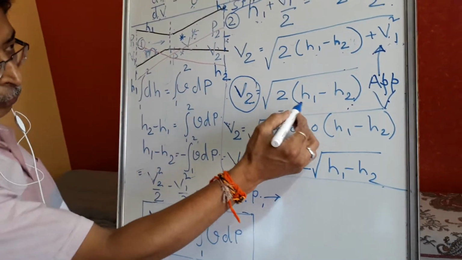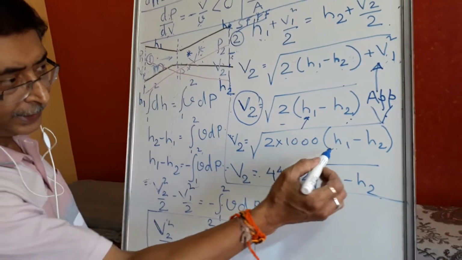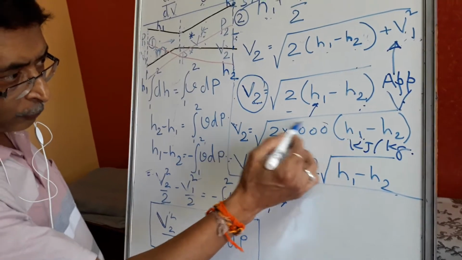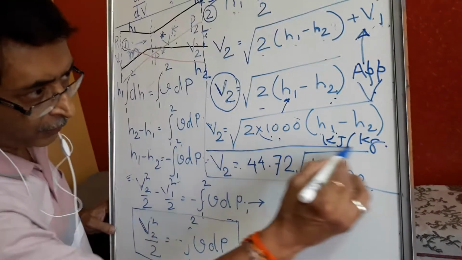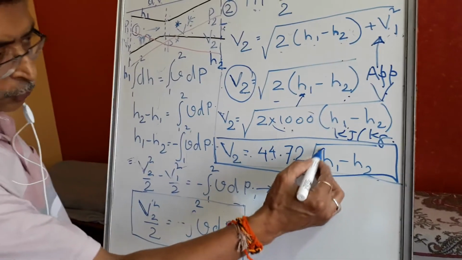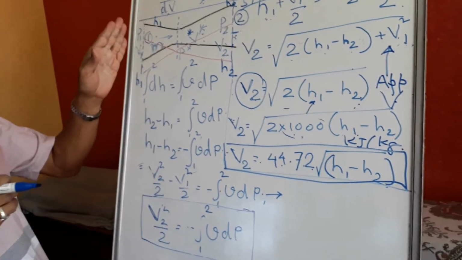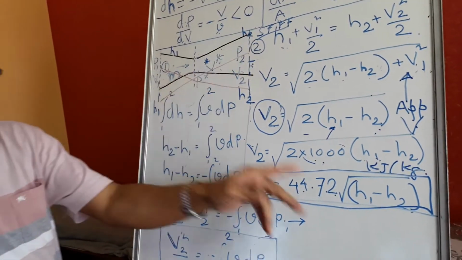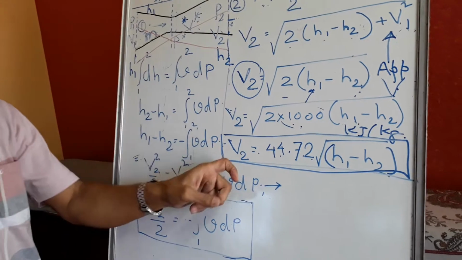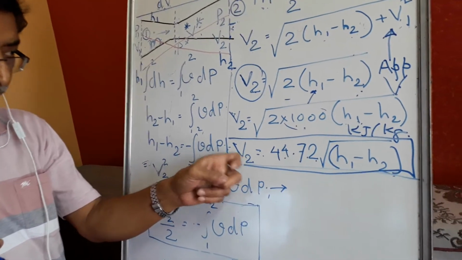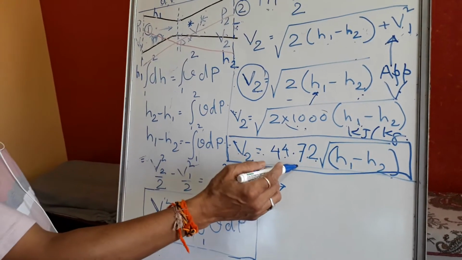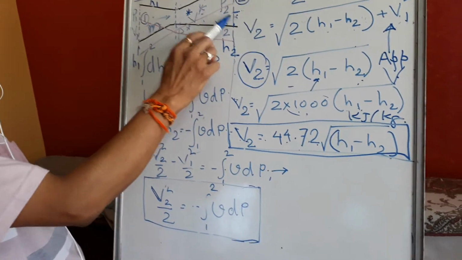Now, generally I have told that enthalpy is given in the steam table in kilojoule per kg. In that case, to make it joule, you have to multiply by 1000. So ultimately our velocity equation is V2 is equal to 44.72 root of (H1 minus H2). That means if I know the enthalpy here and the enthalpy here, then using this equation I can find the velocity at the exit of the nozzle. That is the most prime thing we want to find out, V2.